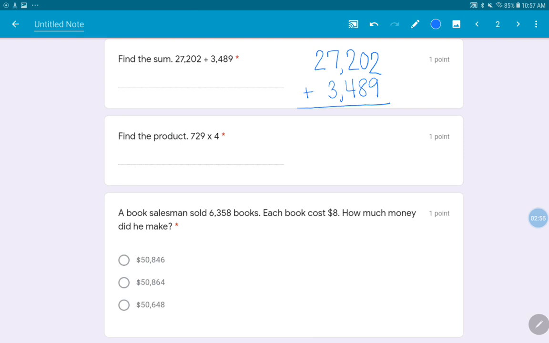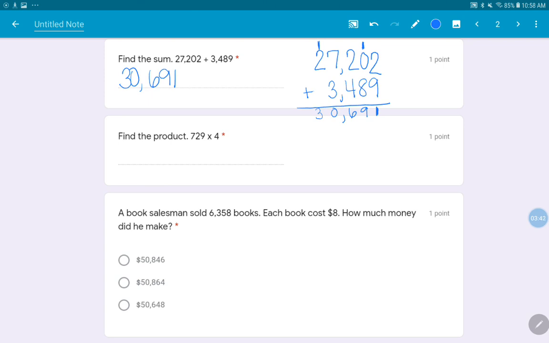All right, so Ansley, how would I add those? 9 plus 2 is 11, so you put one there, and you would carry the 1 to the tens place, and 8 plus 1 is 9, and 4 plus 2 is 6, 7 plus 3 is 10, and you would put a 0 and carry the 1 to the 10,000 place, and 2 plus 1 is 3, so 30,691. Very good. 30,691 is the sum. The next question says to find the product.